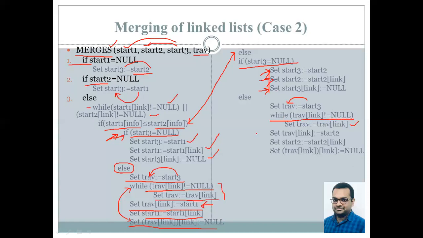As soon as we reach the last node, we set the traversal link to start2, that is the address of the new node that is to be inserted. We increment start2 to point to the next node in the second linked list, and as done over here, we set the traversal link's link to null, so the last node's address is null.